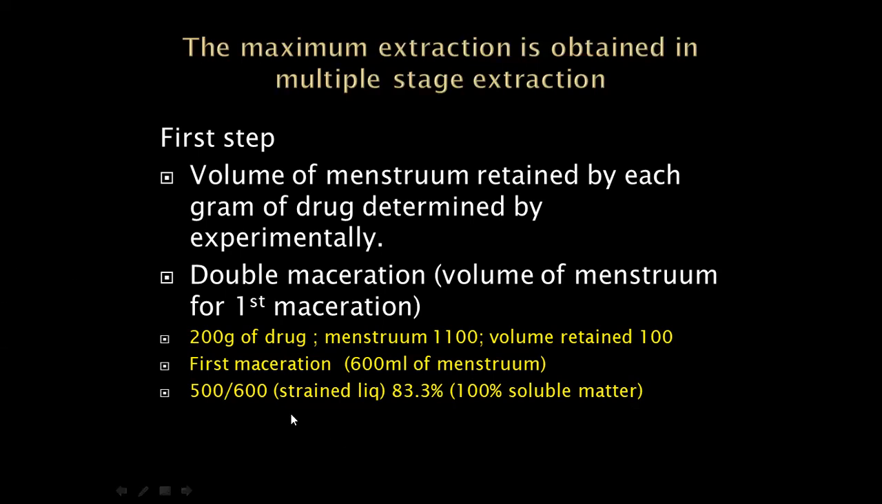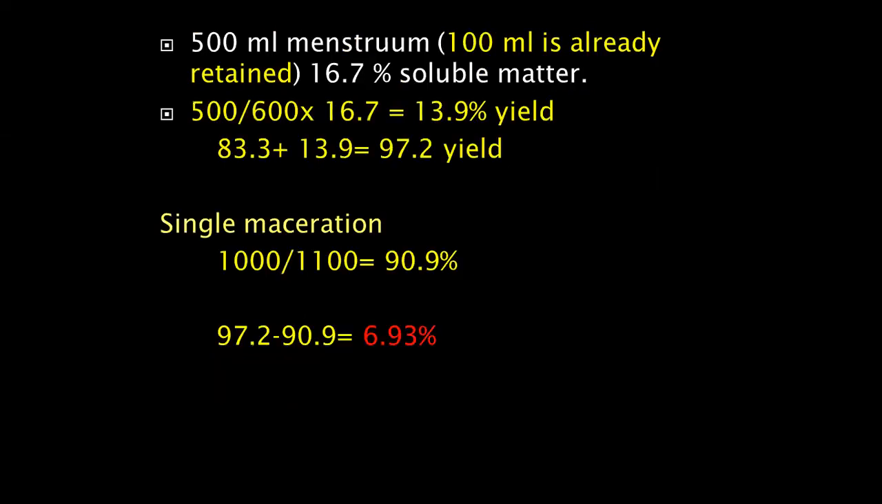So assume the solubility ratio of the active constituent, whatever the active constituent we expected, is 100% in the given solvent system. So when I take 500 divided by 600, I can extract 83.3 percent during my first extraction, that is, during first maceration. Now when I go for the second maceration, what is the formula?